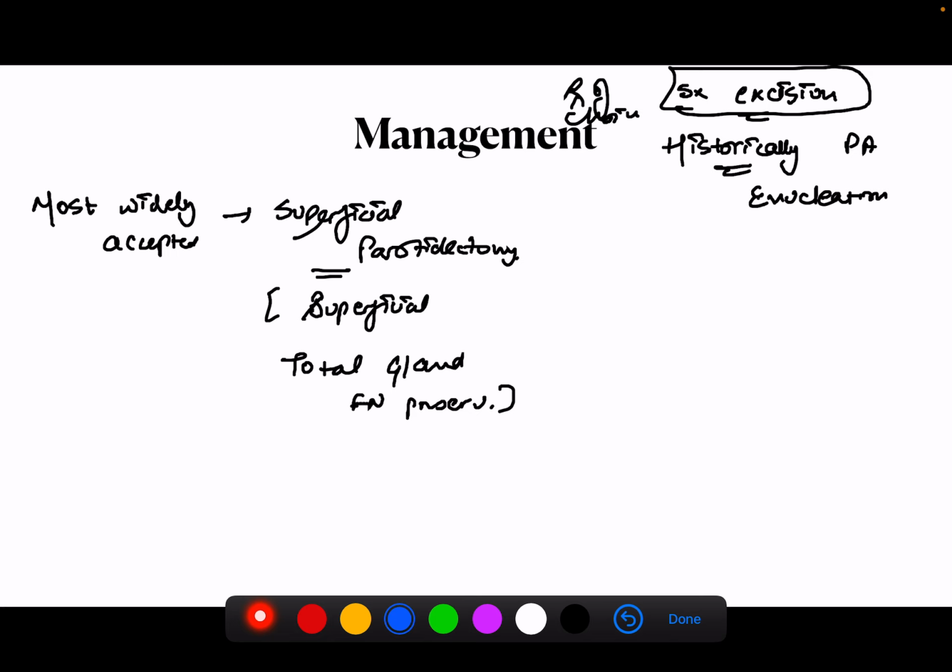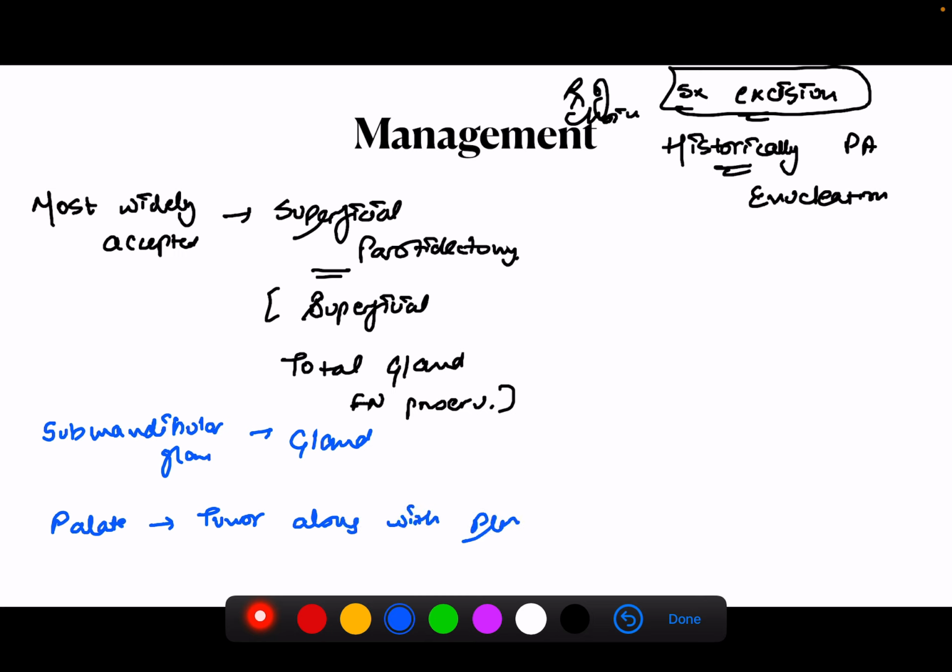Also, we have seen other than pleomorphic adenoma affecting the parotid gland, it can affect the submandibular gland. So for the submandibular gland, we'll excise the gland, and when it is affecting the minor glands at the palate, we'll remove the tumor along with periosteum. Since we have seen it can even invade or erode, in those cases we'll perform partial maxillectomy or total maxillectomy.